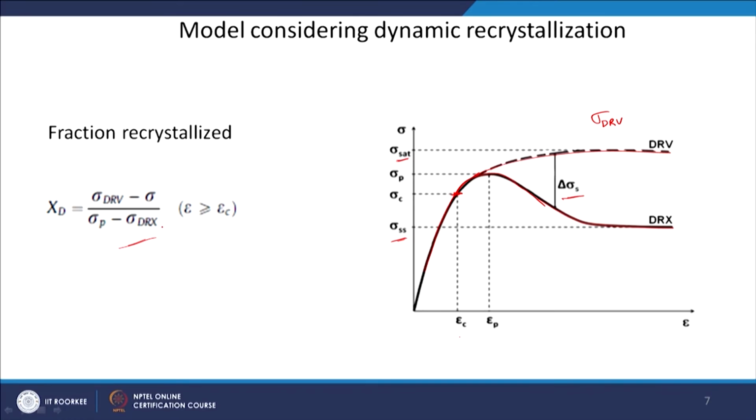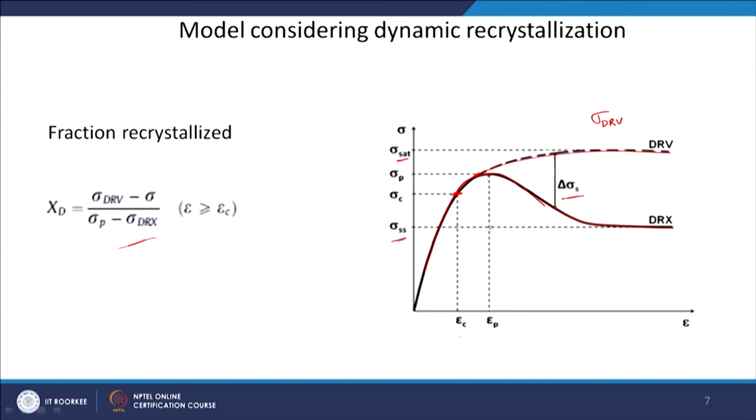So, what they are saying is that whatever the stress is, I subtract sigma DRV minus the stress at a particular point, and divide by sigma p minus sigma DRX. So, this is actually the total drop in the stress because of the recrystallization. Sigma p minus sigma DRX is the drop because of the complete recrystallization in the material. Once it is recrystallized, it drops to that from sigma p.